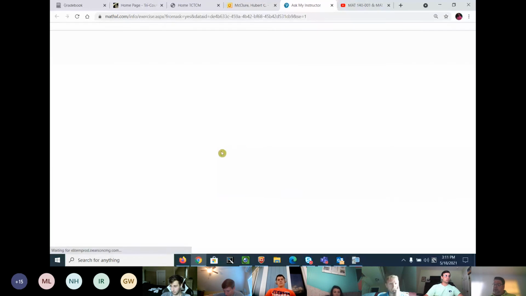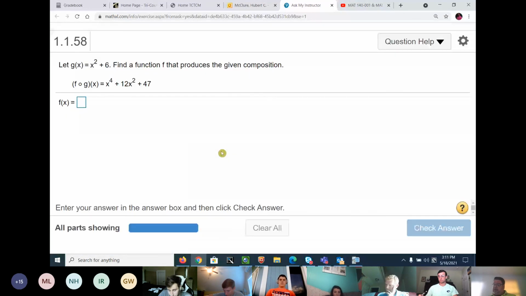58/19. It says g of x is equal to x squared plus 6. And they say find the function that produces the given composition f composed of g. F composed of g is equal to x to the 4th plus 12x squared plus 47.